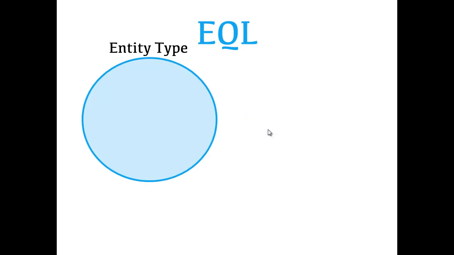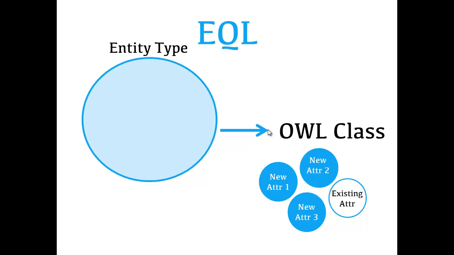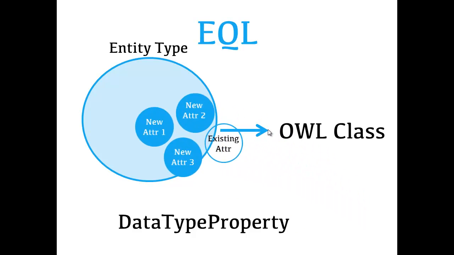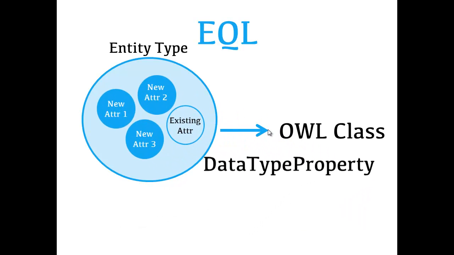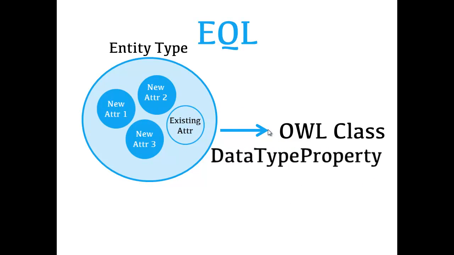It uses the concept of entity type, which maps to the OWL class construct. Each entity type has one or more attributes which map to the OWL data type property. In the next examples, we are going to create entity types, link types, and entities in EQL, and we'll compare the EQL statements to the equivalent SPARQL commands.